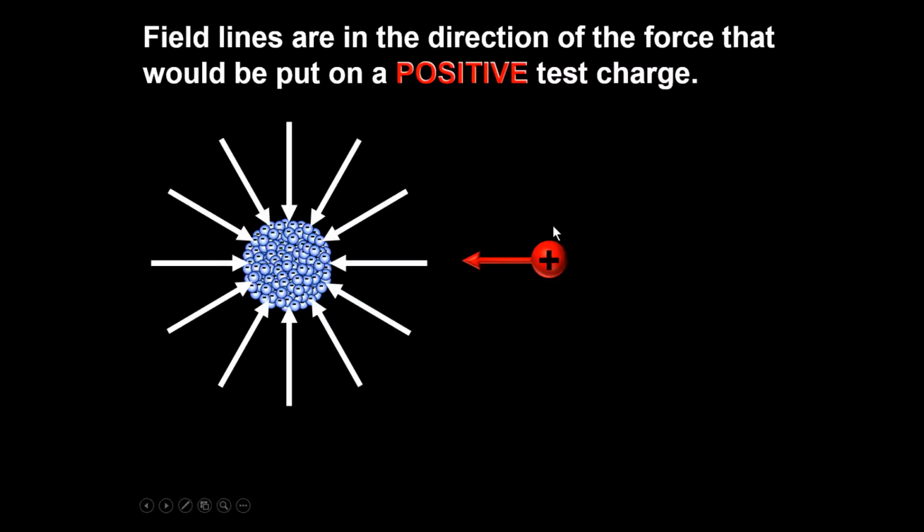Because the convention is that the field, these white lines, is drawn in the same direction as the force that would be put onto a positive charge. Okay, so here the field is in the same direction as the force. If you put a positive charge over here, the same thing would happen.